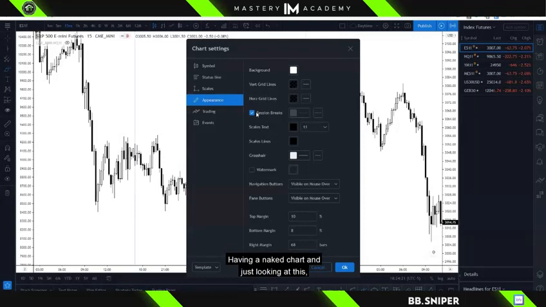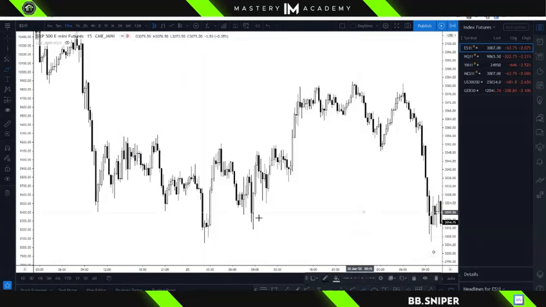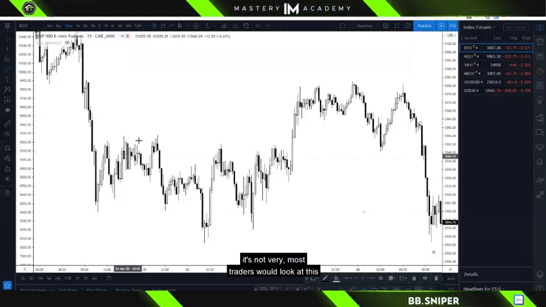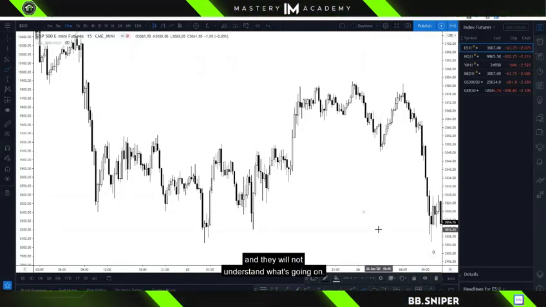Having a naked chart and just looking at this, most traders would look at this and they will not understand what's going on. They don't understand what in the world is happening here. But I just walked you through all of it. And there's probably a little bit more going on as well. I mean, this is only a 15-minute. Inside of this, there was actually a 5-minute imbalance as well, which helped determine my reasoning for this to be rebalanced. But yeah, so there you have it.